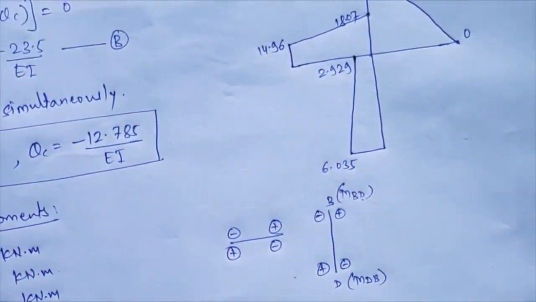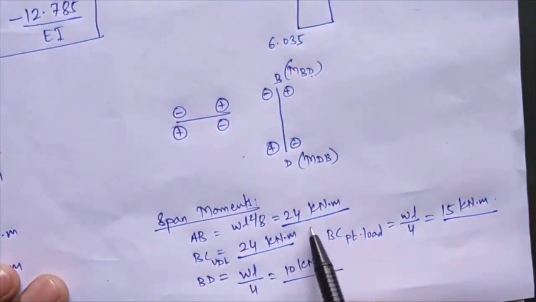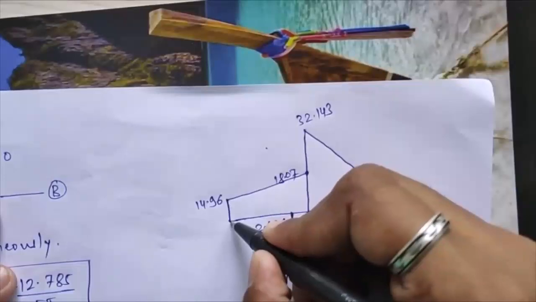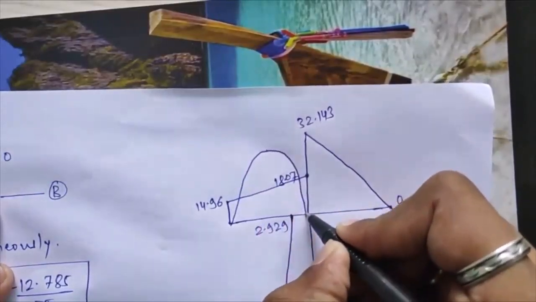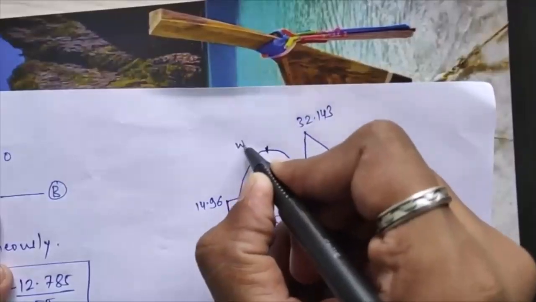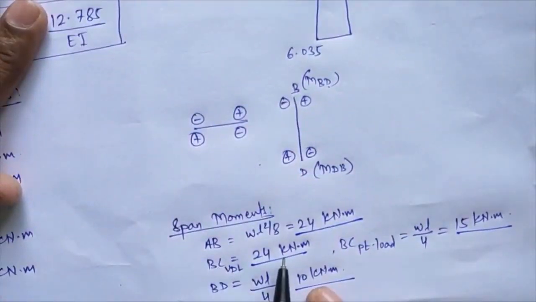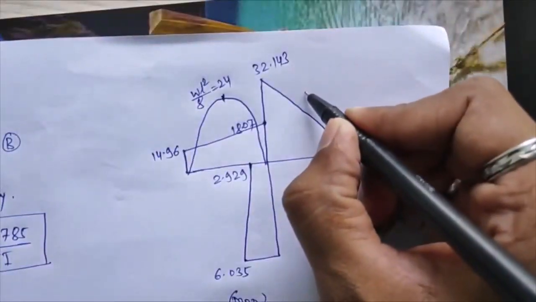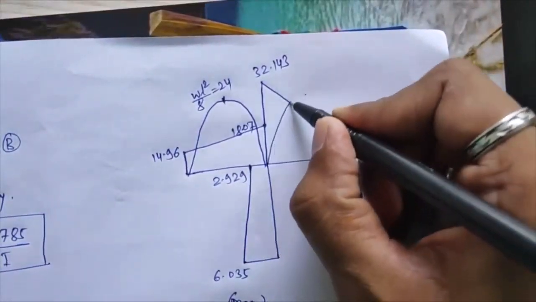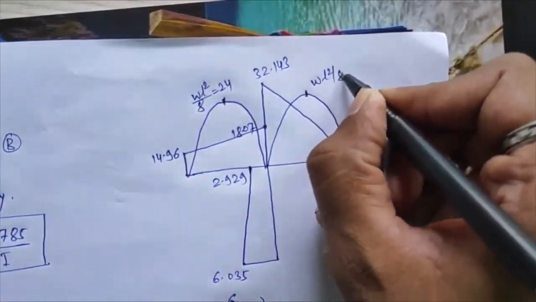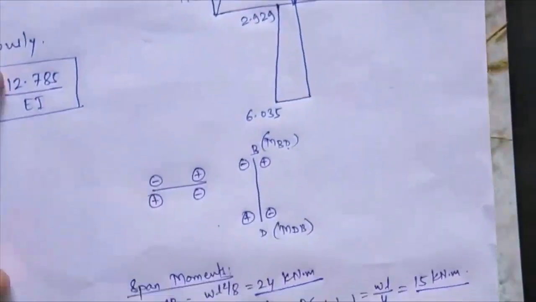Now AB, that is for UDL, so it will be following a parabolic path of 24 kilonewton meter, maximum at the center 24. Okay, so here somewhere 24 will be over here, so here that will follow simple parabolic path, that will be maximum WL square by 8 is equal to 24. Same for span BC, 24 will be over here, so I am drawing that here also. Okay, so this is WL square by 8 is equal to 24.